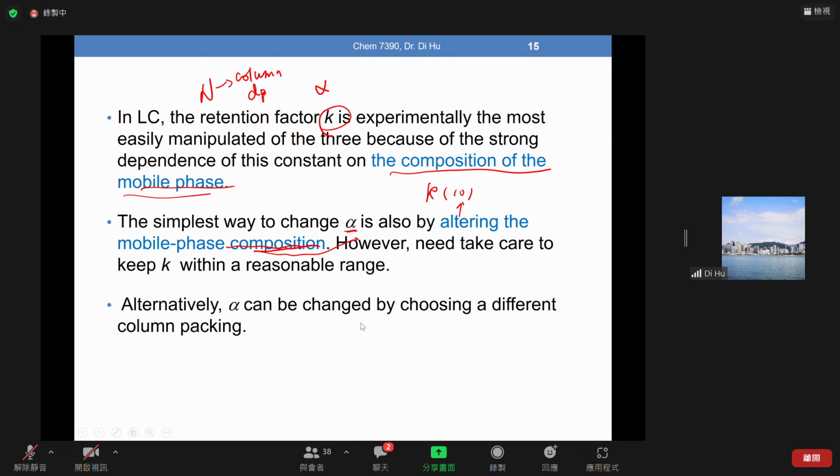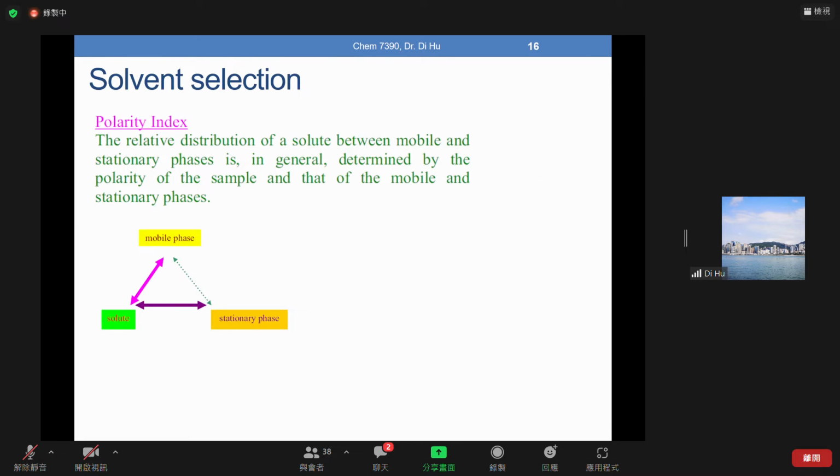Also, if you change the mobile phase and still cannot achieve a very good separation, then you can think about whether you should change the column as well. So that's another option. So how can we do that? We basically use the polarity index. So what is a polarity index?